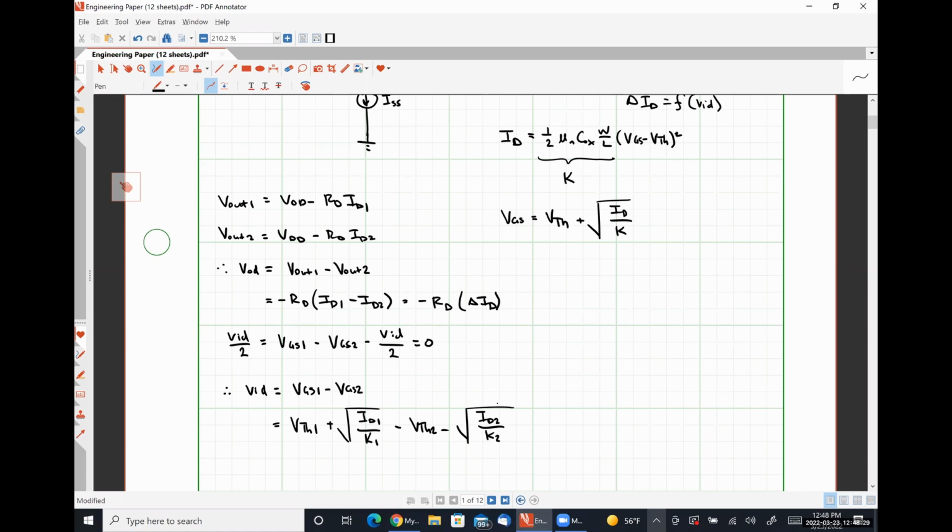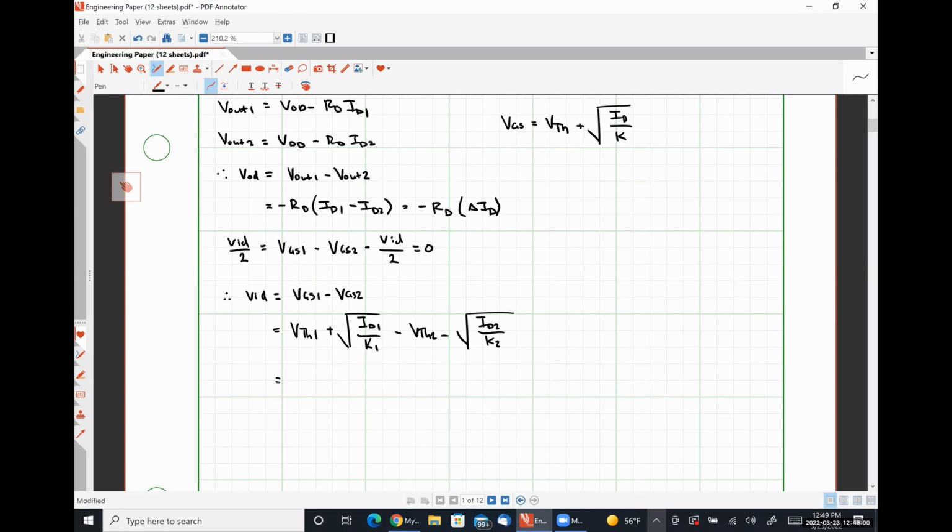If we assume transistors M1 and M2 are perfectly matched, VTH1 and VTH2 represent the same quantity. So these two terms exactly cancel each other out. K1 and K2 will be the same thing, so we'll just replace it with a single K. And what that gives us is the input differential mode voltage, VID, is equal to 1 over the square root of K multiplied by the square root of ID1 minus the square root of ID2.